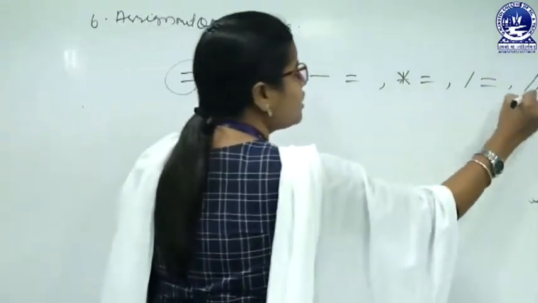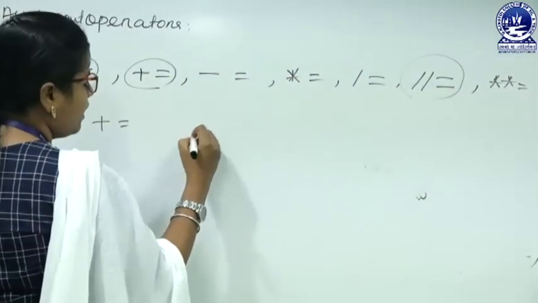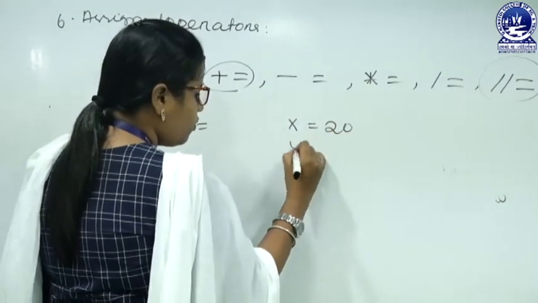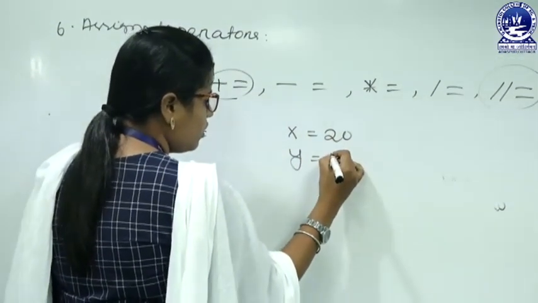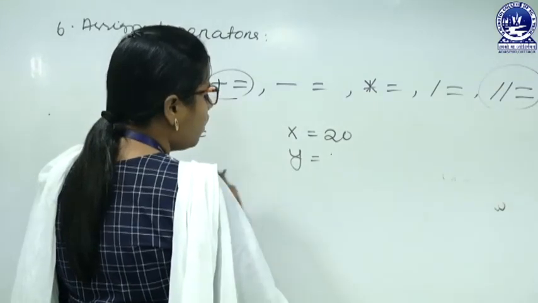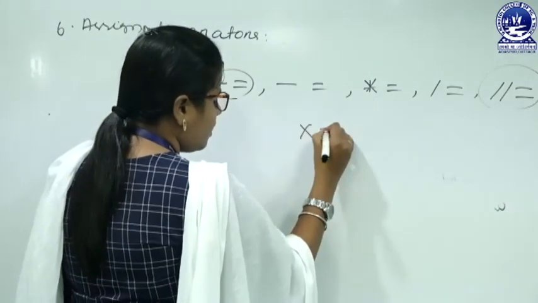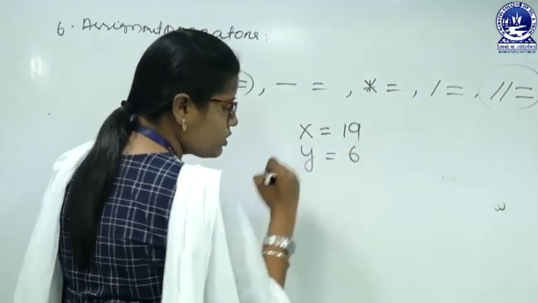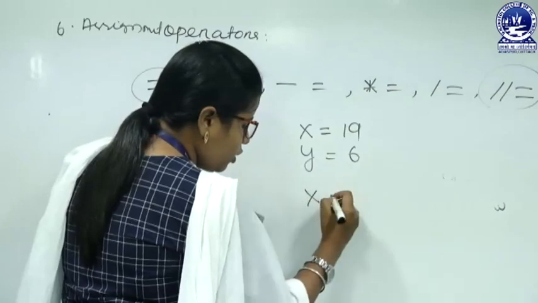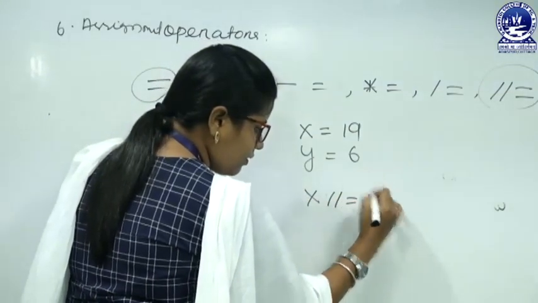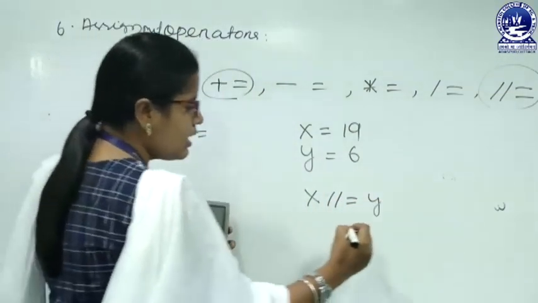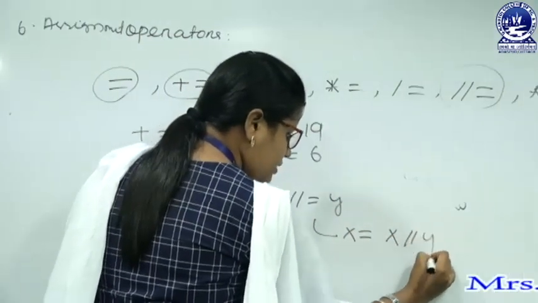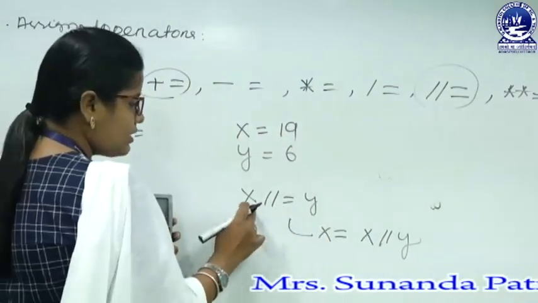Okay, suppose I am coming to floor division. I am writing here x equals 20, y equals, x equals suppose 19 and y equals suppose 6. Then x floor division equals y. So, what does this actually mean? This means x equals x floor division by y. So, what is the value of x?